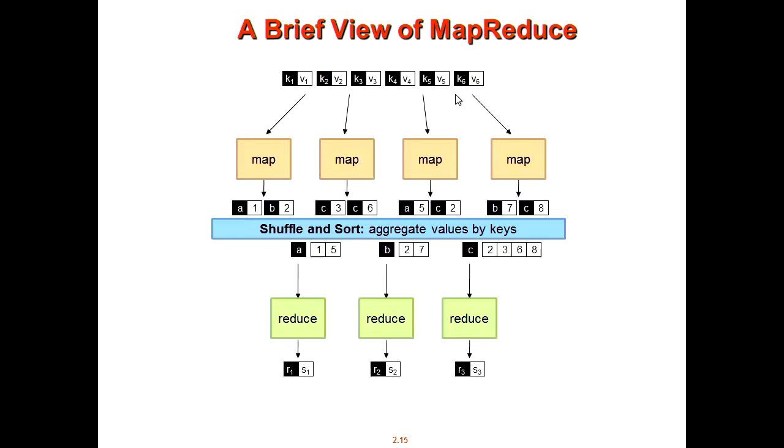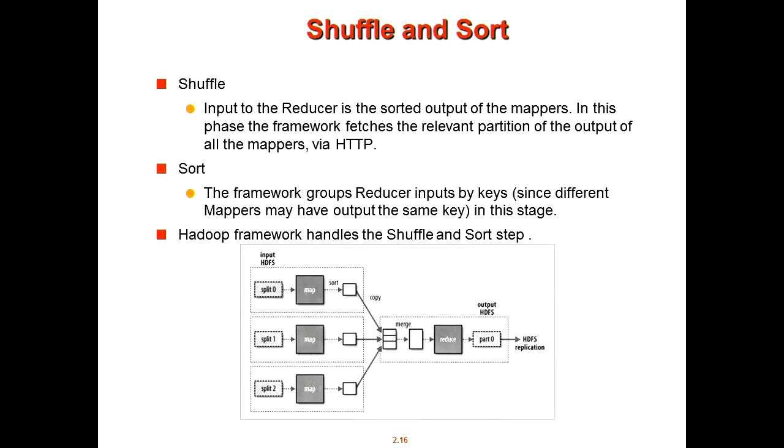For shuffle and sort, it's in between the map and reduce step. On a mapper, it generates some output. On each mapper, there's some output. But the problem is how to group these data for the same key and send to the reducer. So that's what shuffle and sort do.